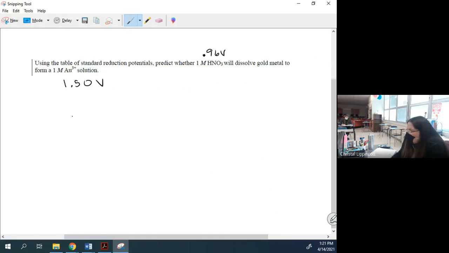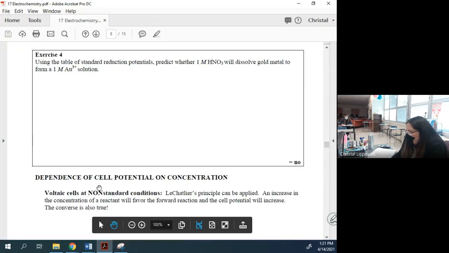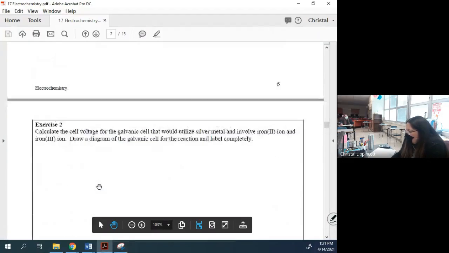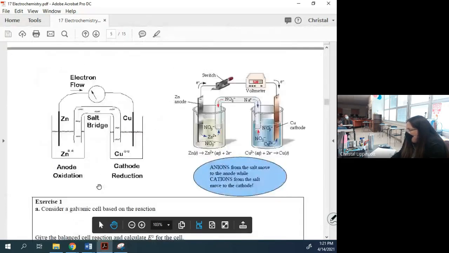I'm confused where we get those values. They will give it to you on a table on the test. It doesn't matter which one; the tables are both the same. This one just seems to be a little more complete. So gold is probably found over here somewhere. Yeah, here. So this is 1.5, so that's where I got that one from. And NO3 is here, so that's a 0.96. That's where I got that one from.